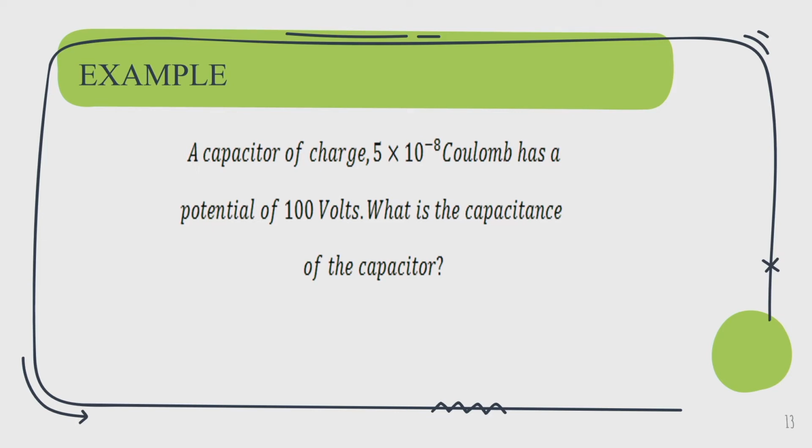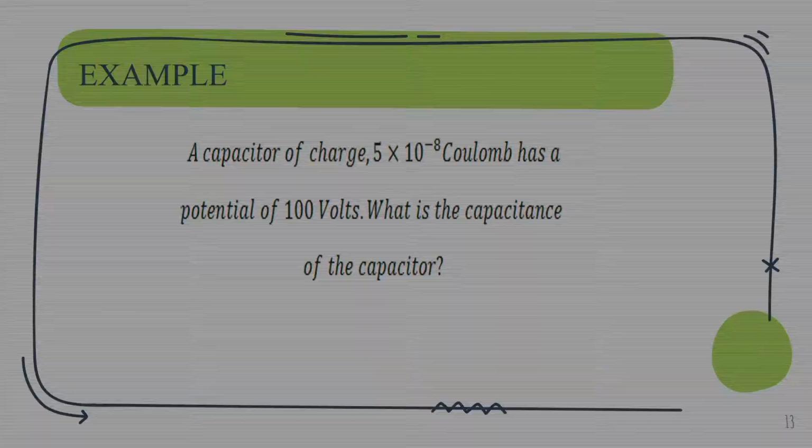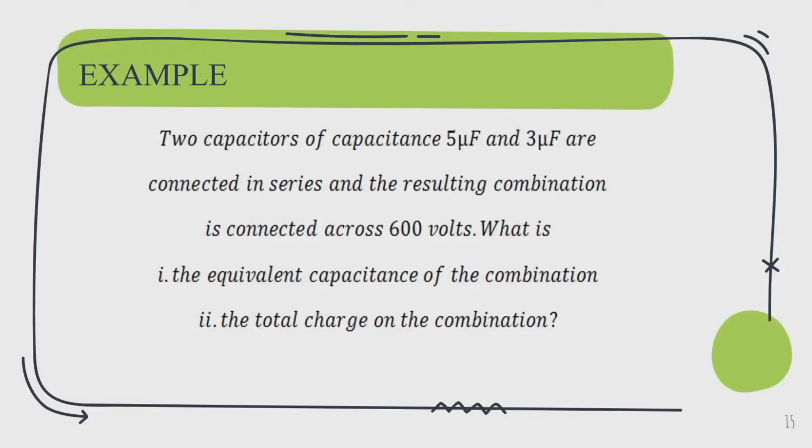Very simple. Let me go through the question again. A capacitor has a charge of this and a potential difference of this. Calculate the capacitance. Just divide Q over V, and you get your answer. Very simple. So let's move to example 2 now.